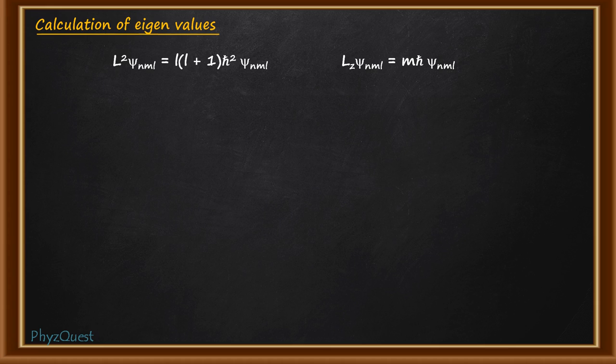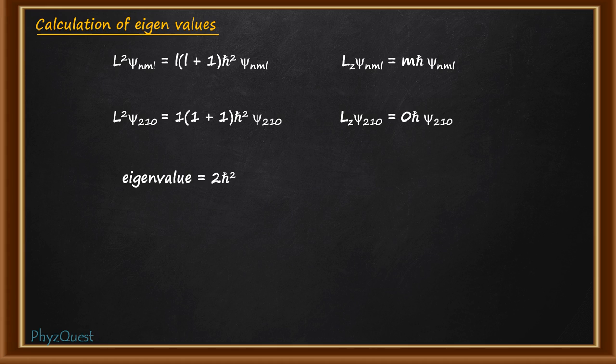Now when L square is operated with psi 210, here L is equal to 1. That means this will be equal to 1 into 1 plus 1 h cross square psi 210. So the eigenvalue is equal to 2 h cross square. Now when Lz is operated with psi 210, here m is equal to 0. That means this will be 0 into h cross psi 210. So the eigenvalue is equal to 0. So the eigenvalues we have got here are 2 h cross square and 0 respectively.